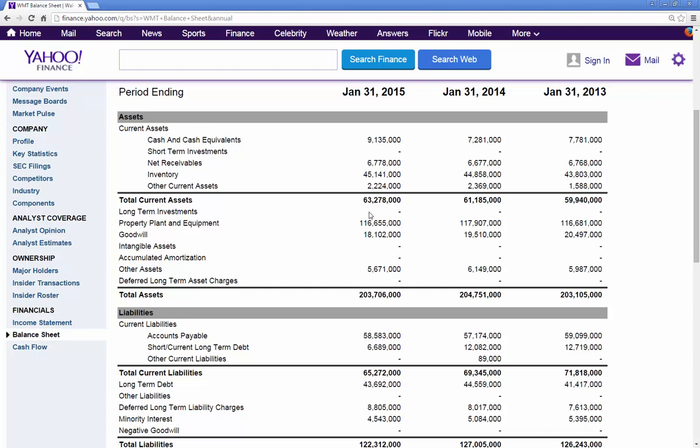The long-term investments are often things like the stock of other companies, or it could be purchases of land that the company is not actually using for operations right now, but that they expect to resell in the future, something like that. Walmart doesn't list any long-term investments. Property, plant, and equipment, that would be things like buildings, trucks, any other equipment. It could be forklifts, all sorts of things. That's a pretty big number, and we'd expect it to be for a company the size of Walmart, $116 billion.